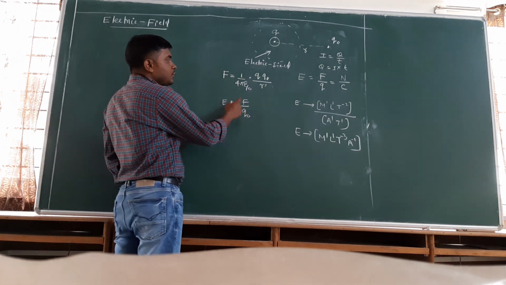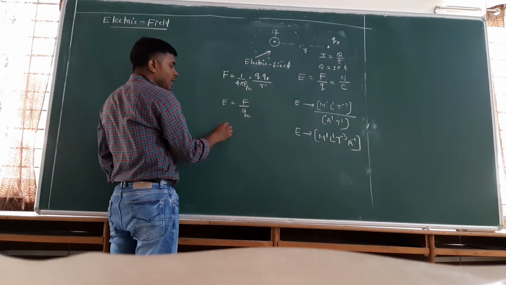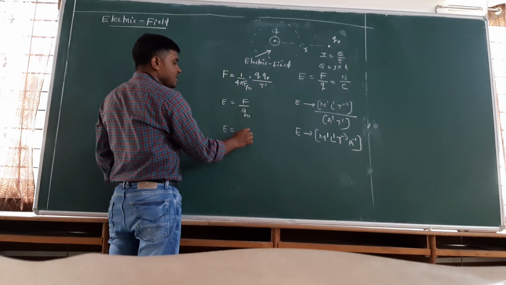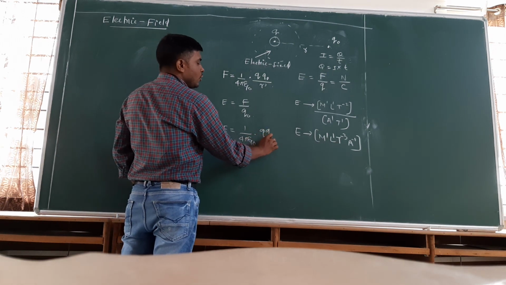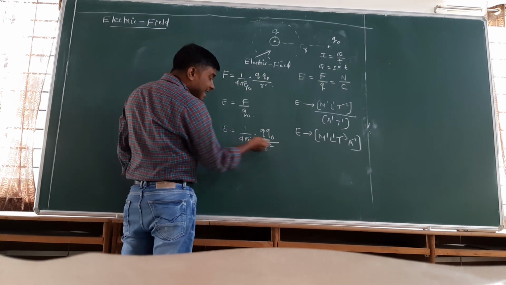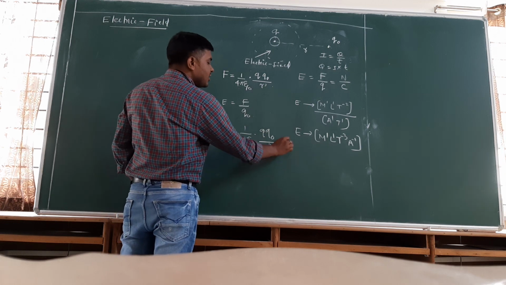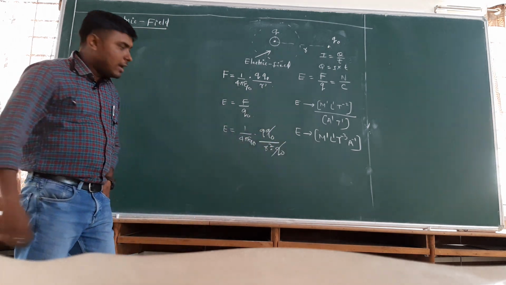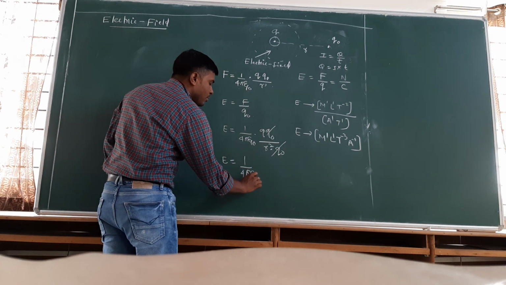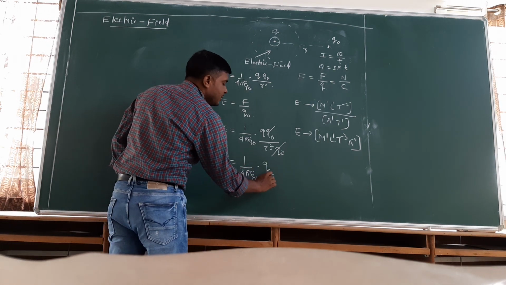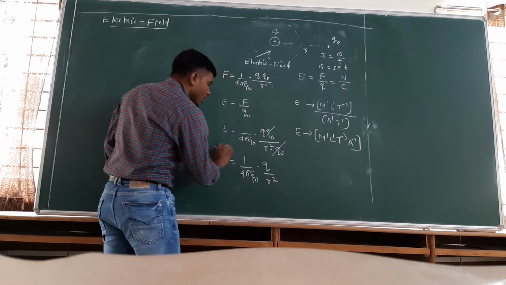So if I substitute this F value from the first equation here, what will I get? E is equal to F. What is F, guys? 1 by 4 pi epsilon naught, Q into Q naught divided by R square, divided by Q naught. So on multiplication, this Q naught will get cancelled. And what is the expression I am getting? I am getting E is equal to 1 by 4 pi epsilon naught, Q divided by R square. What does it mean?